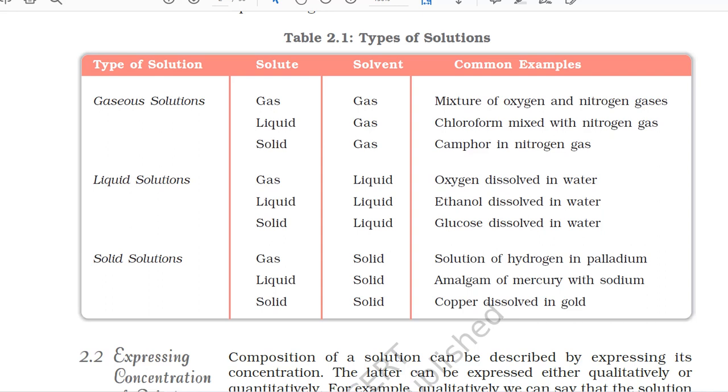Type of solution: solid solutions. Solute, gas, solvent, solid. Common examples: solution of hydrogen in palladium. Solute, liquid, solvent, solid. Common examples: amalgam of mercury with sodium. Solute, solid, solvent, solid. Common examples: copper dissolved in gold.